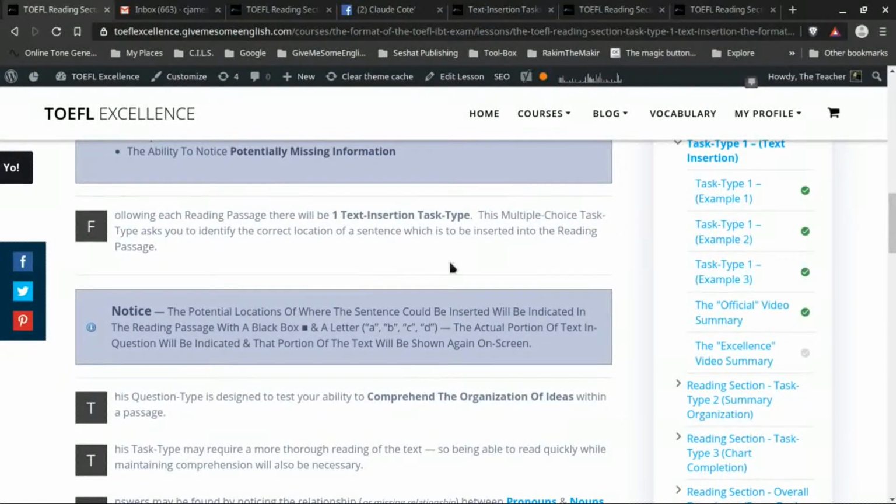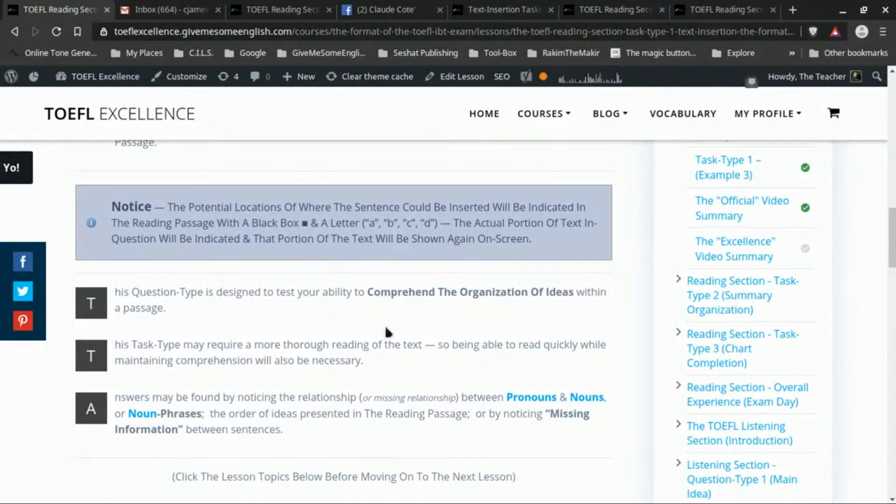So you'll have at least one text insertion task type on every single reading passage in the reading section. Now, in the past, that was typically 3 to 4 reading passages, but as of summer 2019, there have been reports that there will only be 2 reading passages, 2 or 3. So they are decreasing the amount of reading passages in the reading section by at least 1 reading passage.